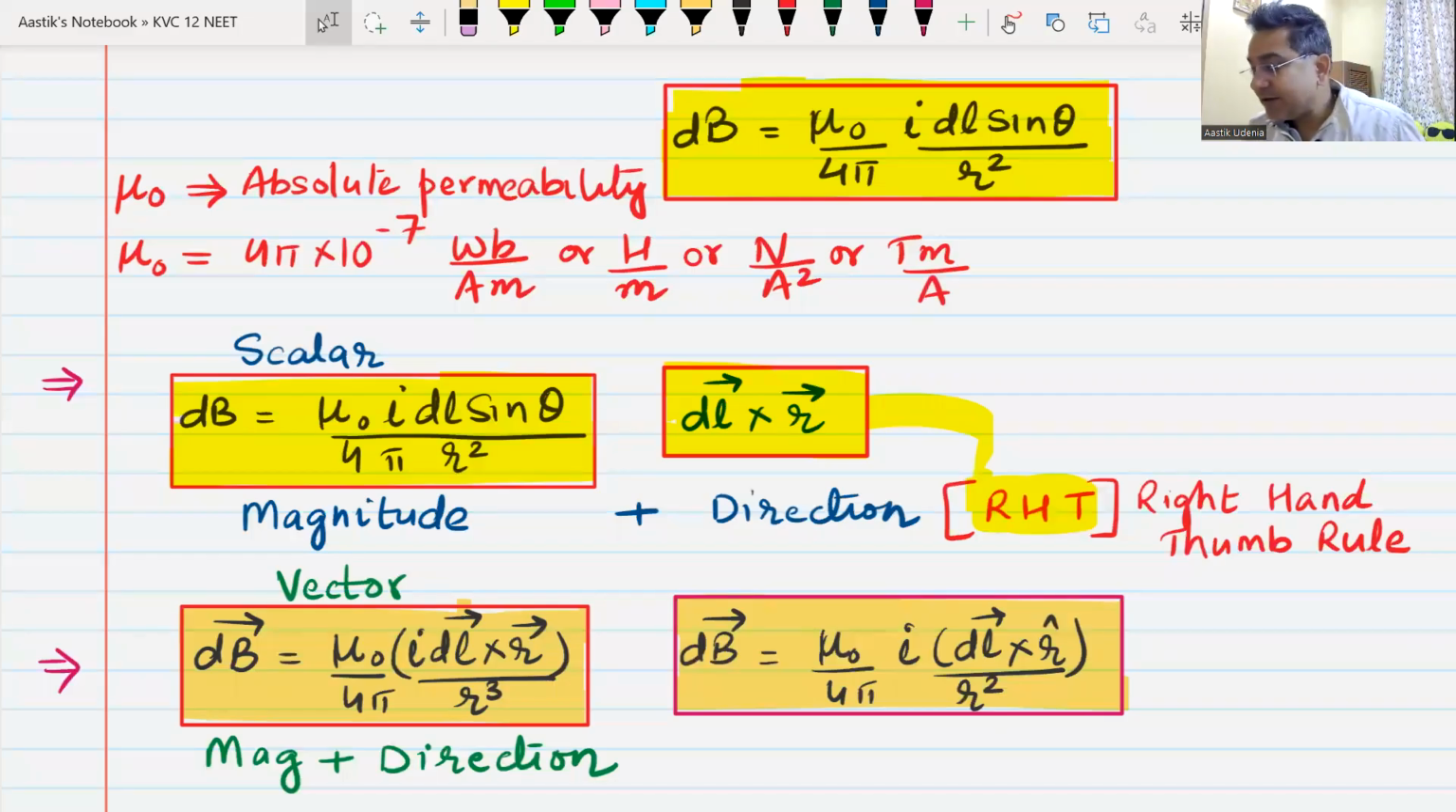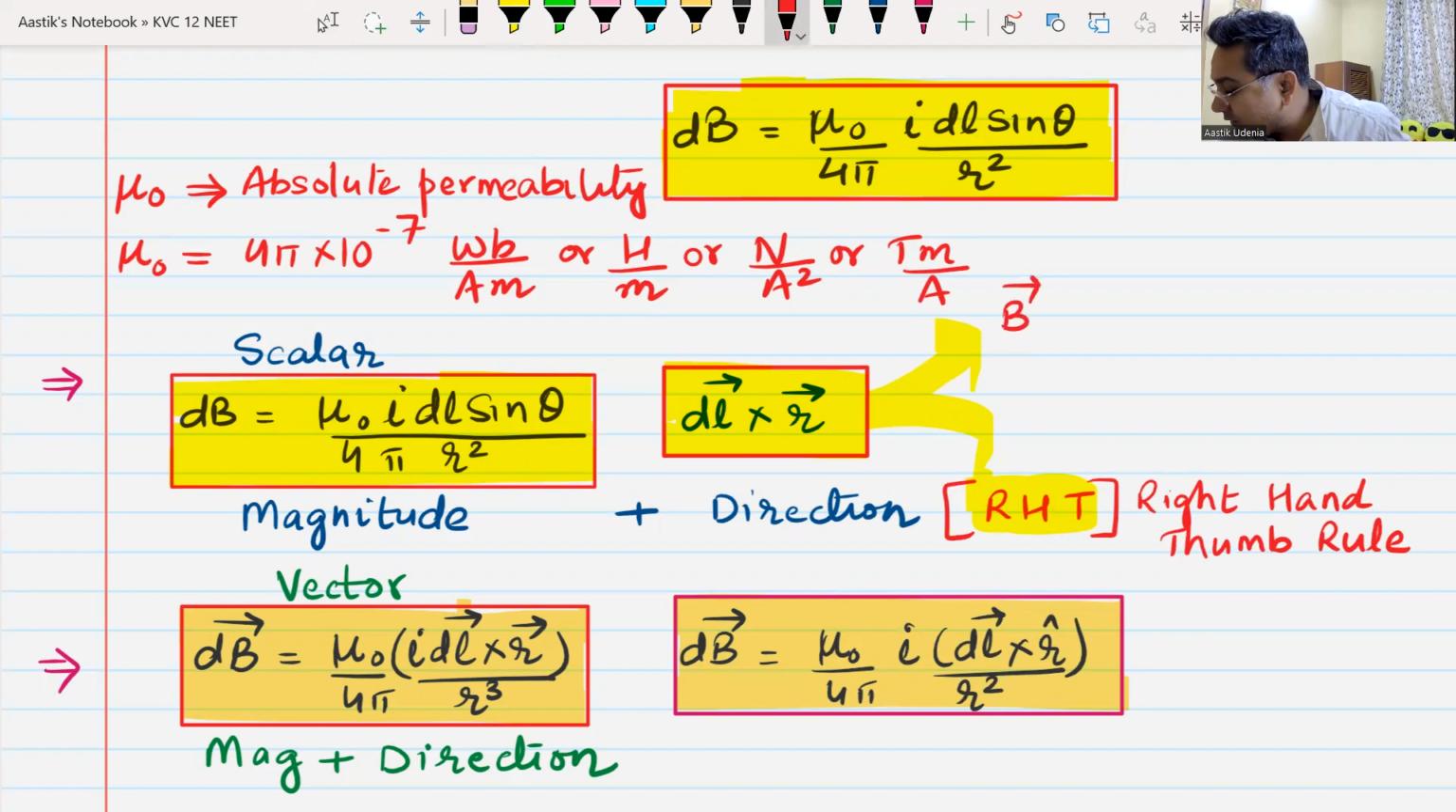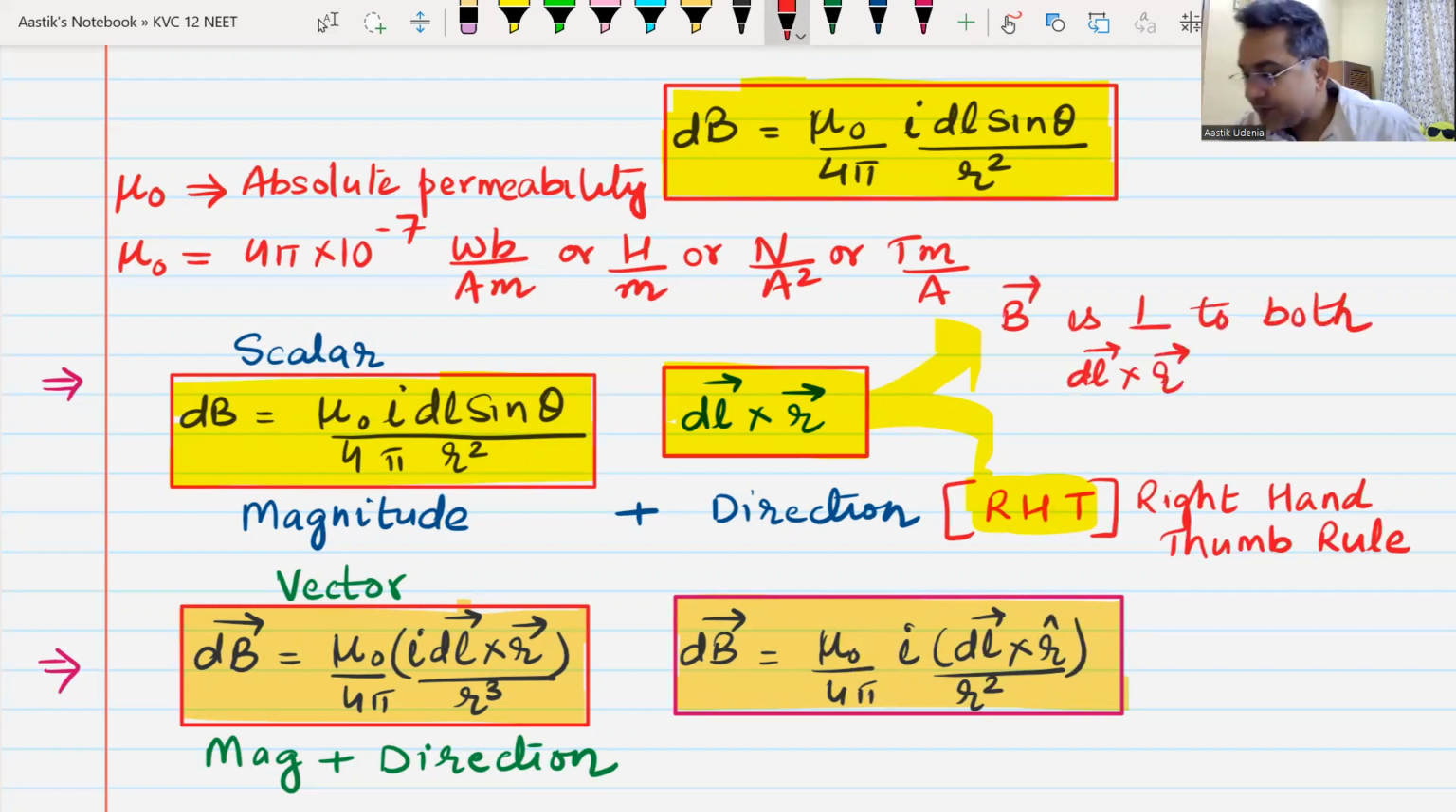At the same time here, please note one more point. Magnetic field is the cross product of dl and r. So you can note here magnetic field will be perpendicular to both your dl vector and r vector. Magnetic field will be in such a direction that it is perpendicular to both your dl vector and r vector.